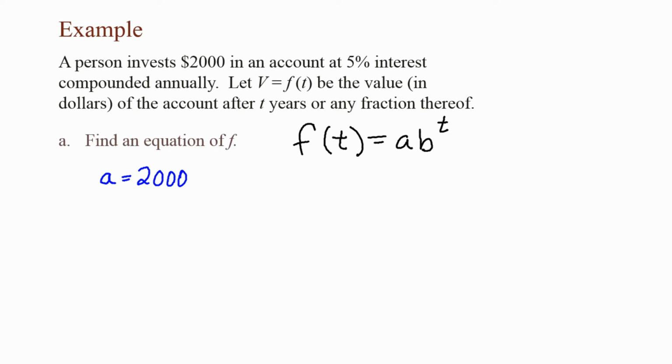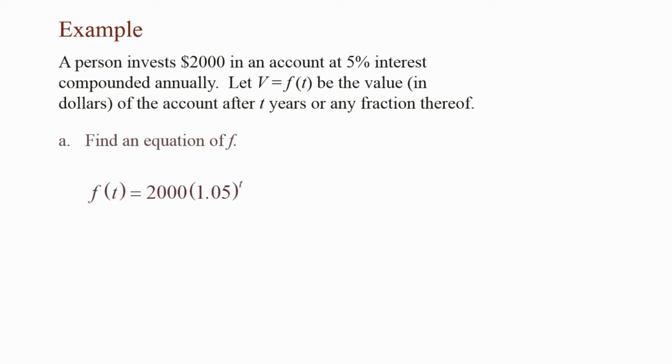Now we need to figure out b. We know that the account is at 5% interest compounded annually. So what that means is we take 100% of our money and add to that 5% every year. So when calculating the interest for the next year, we're going to include 105% of the money from the previous year. Changing that to a decimal, we have 1.05, and that's going to give us our b. So our equation is f of t equals 2,000 parentheses 1.05 to the t power.